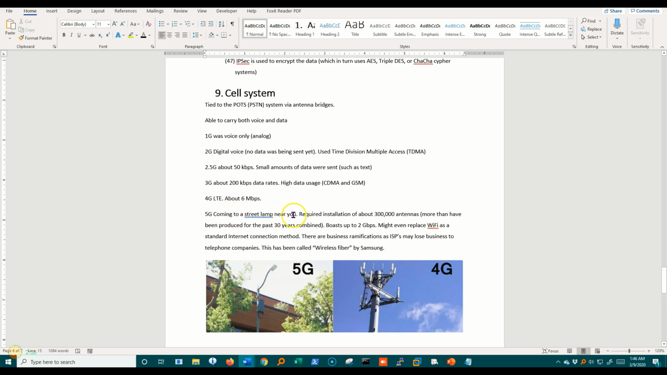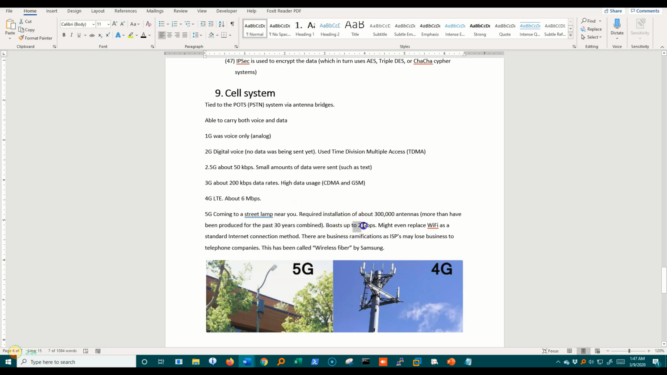5G is coming. I said coming to a street lamp near you, and that's because you just can't go very far. This is a very high frequency type of signal, and remember, high frequencies don't go very far. They're blocked by nearly everything, and in the case of 5G, it's blocked practically by window glass. So it doesn't take much for it to block these higher frequencies. So it's going to require a lot more antennas than we have now. About 300,000 antennas have to be installed. That's more, as I put here, than we have produced in the last 30 years combined.